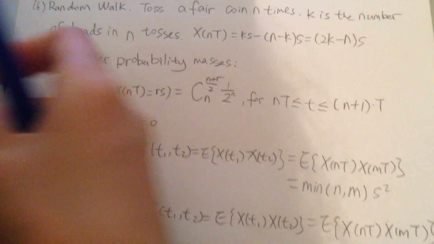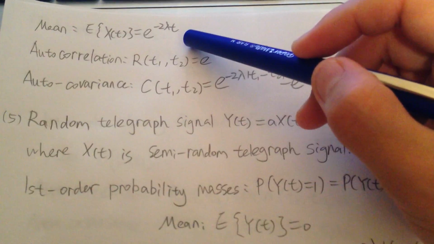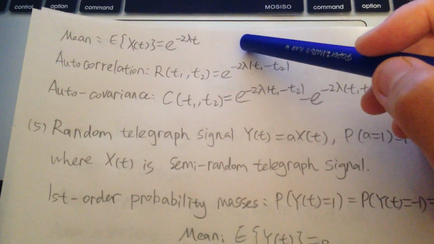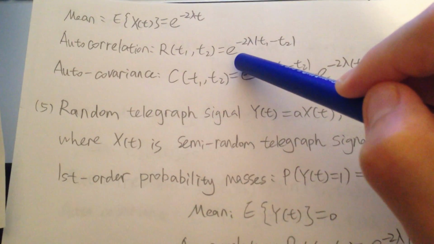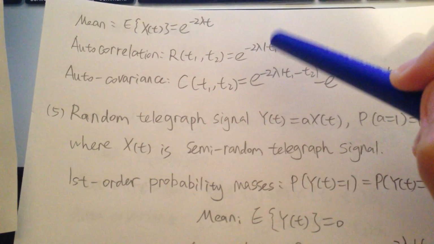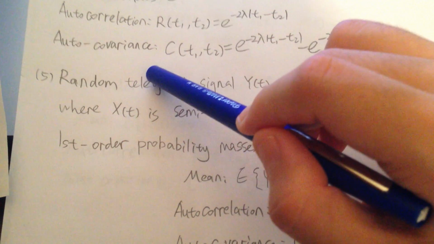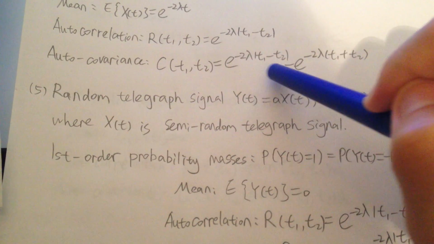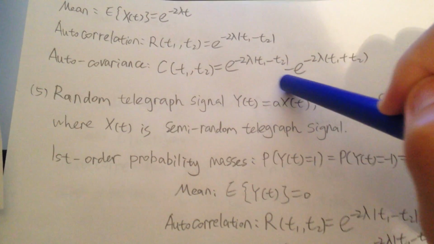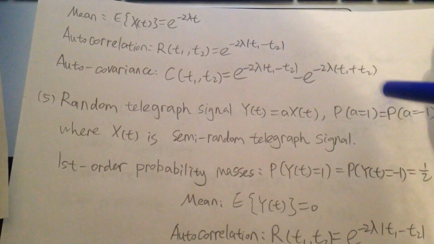Now let's look at the mean of this semi-random telegraph signal. The mean equals e to the power of minus 2 lambda t, and the autocorrelation is R(t1, t2) equals e to the power of minus 2 lambda times the absolute value of t1 minus t2, and its autocovariance equals e to the power of minus 2 lambda times the absolute value of t1 minus t2, minus e to the power of minus 2 lambda times (t1 plus t2).